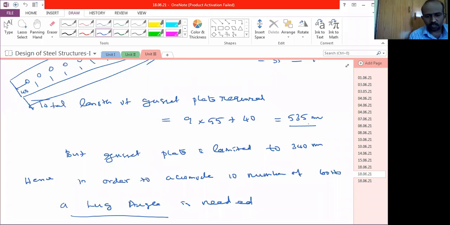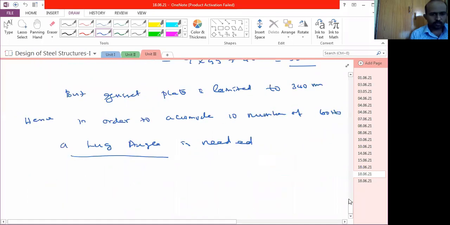That angle is called a leg angle. Now what we have to do? Checks. First of all we have to check. Then we have to design the leg angle. Before that, some checks need to be done on whether our design carries the 450 kilonewton load or not. Before we move on to the design of the leg angle, we have to do some checks. So let me complete the checks.